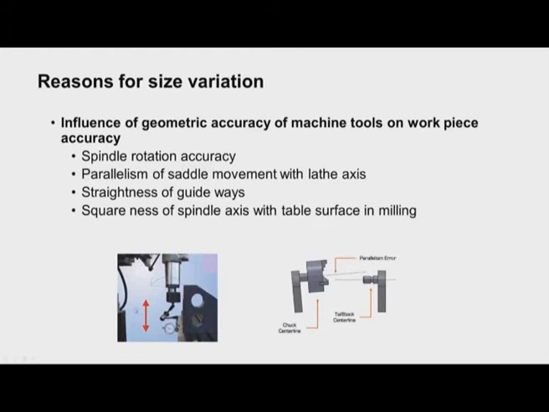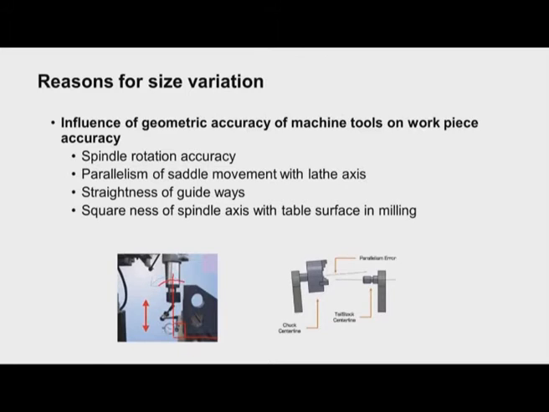You can see in this picture here, the machine tool will have some inherent inaccuracy, like the movement of the spindle. It may not be perpendicular to the table. For example, this is the movement of the spindle, and this is the machine tool table. Now this may not be perpendicular; there will be some error, maybe a few seconds or few degrees. Because of that, the geometry of the workpiece will be affected.